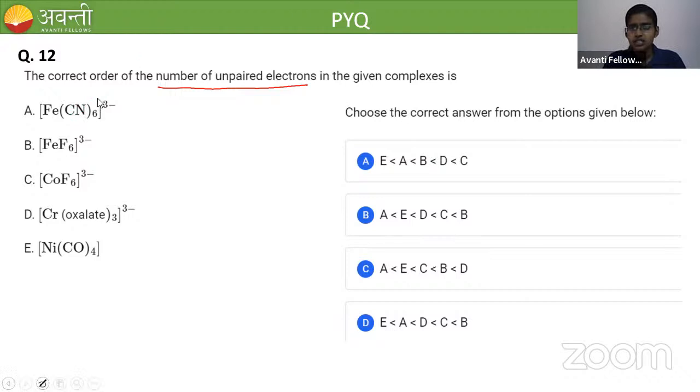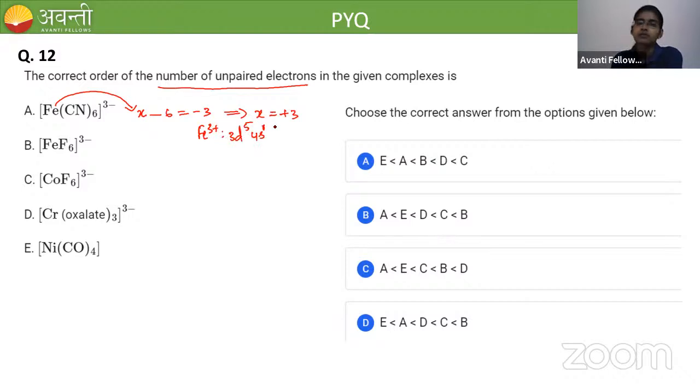Can you guys try for this? I'll also try along with you. If you get the answer before me, you can put it in the chat box. The oxidation state of iron here is X minus 6 minus 3, so X is equal to plus 3. And cyanide is a strong field ligand. So now iron 3 plus has 3d5 and 4s0 configuration.